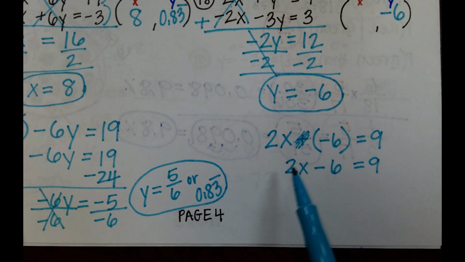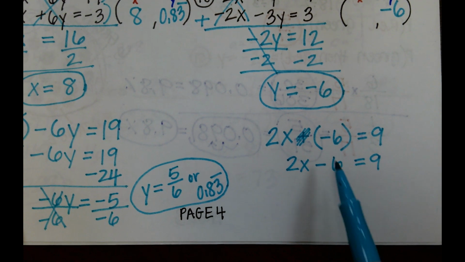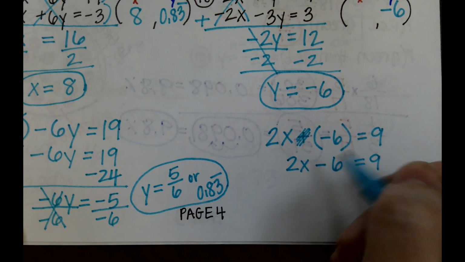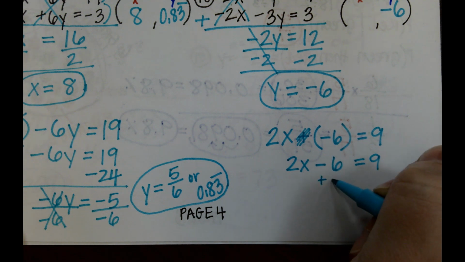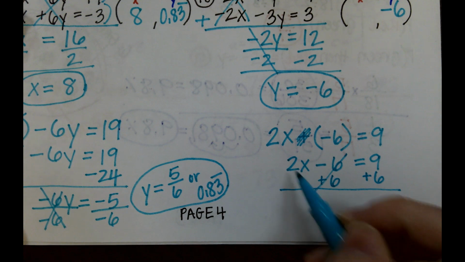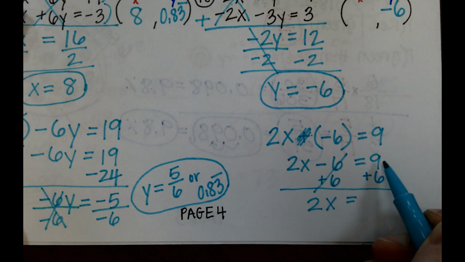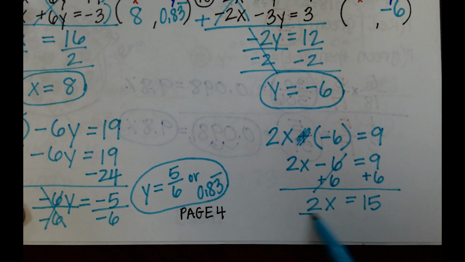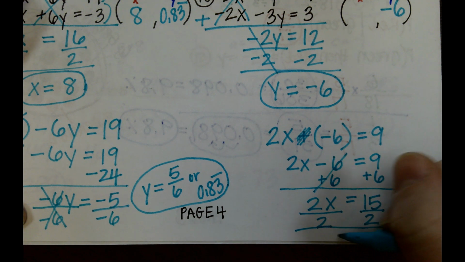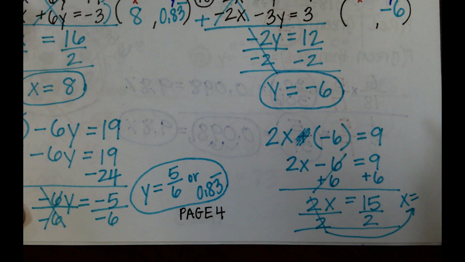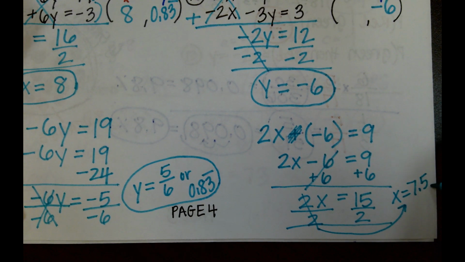Now I want to get x by itself. So to get x by itself, we should probably get rid of negative 6, right? To do that, we do the opposite and add 6. So now I have 2 times x equals 9 plus 6, which is 15. Then we just divide by 2 to get x equals 15 divided by 2, which is 7.5.